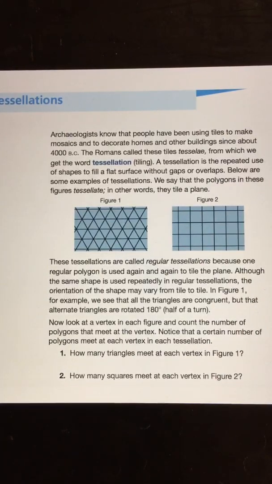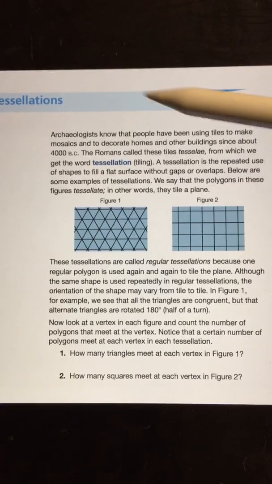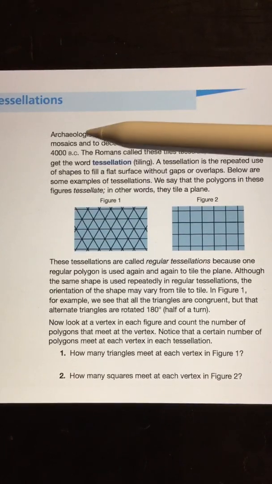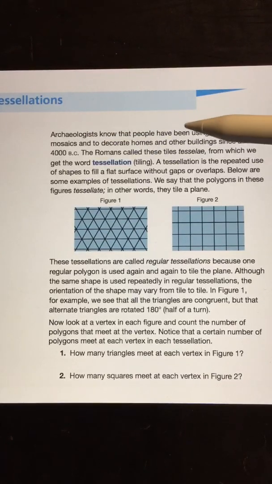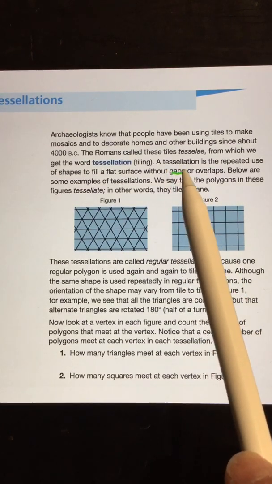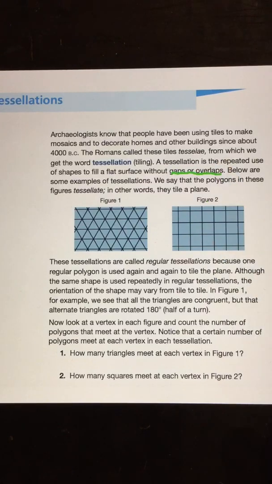Archaeologists say people have been making or using tiles to make mosaics and decorate homes and other buildings since about 4000 BC. The Romans called these tesserae, from which we get the word tessellation, or tiling. A tessellation is the repeated use of a shape to fill a flat surface without gaps or overlaps. That is an important factor. You cannot have gaps or overlaps.